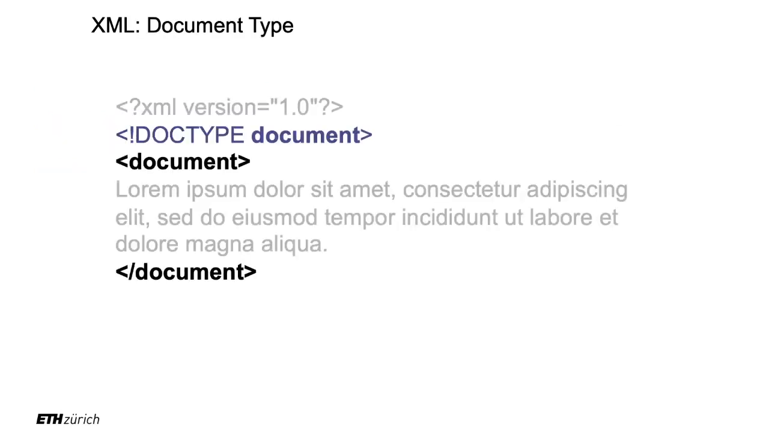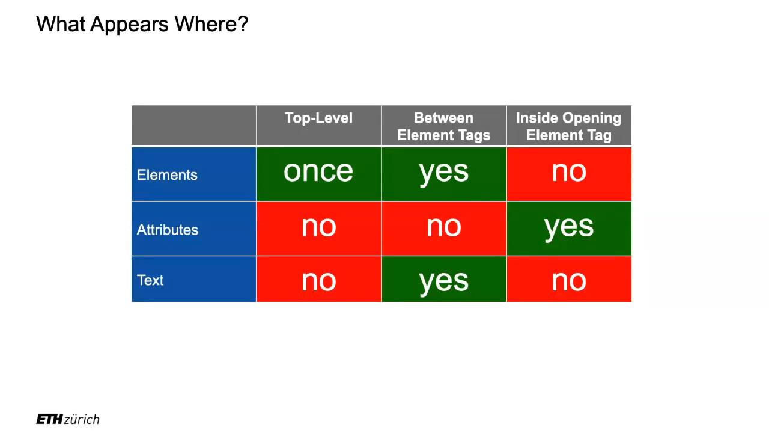All right. Now, just to summarize, for elements, there has to be exactly one element just once on the top level. Between element tags, as many as you want, you can even repeat the names. There can be duplicates. But inside an opening element tag, no. It has to be between the element tags. Attributes can only appear inside an opening element tag. And when I say opening, that includes the empty tag, of course. So it cannot be in the closing tag, for example. It can be only in the opening element tag.